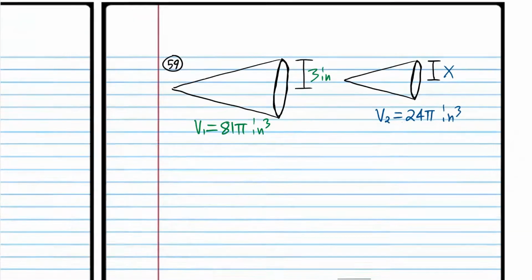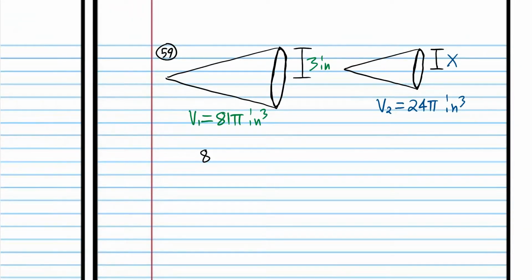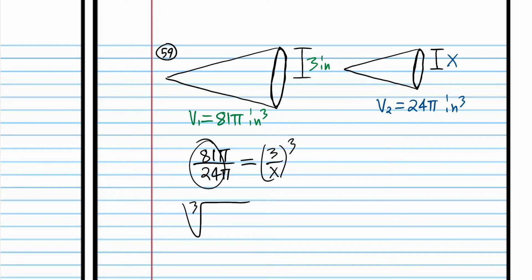All right, we're back. So I'm going to take the bigger volume and divide by the smaller volume, and that should equal 3 over x cubed. And then, of course, we're going to cube root both sides to get rid of that. And we can divide the pi's out, and we can also simplify this fraction. Divide 81 by 3, you get 27. Divide 24 by 3, and you get 8. Again, you don't have to do it that way, but that's probably the easiest way to do it in terms of entering it into your calculator.